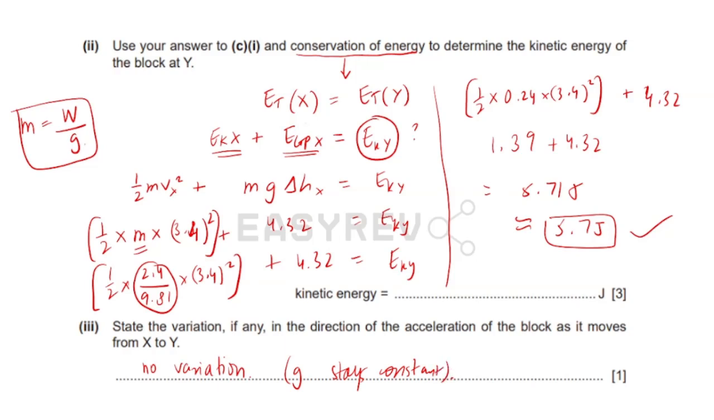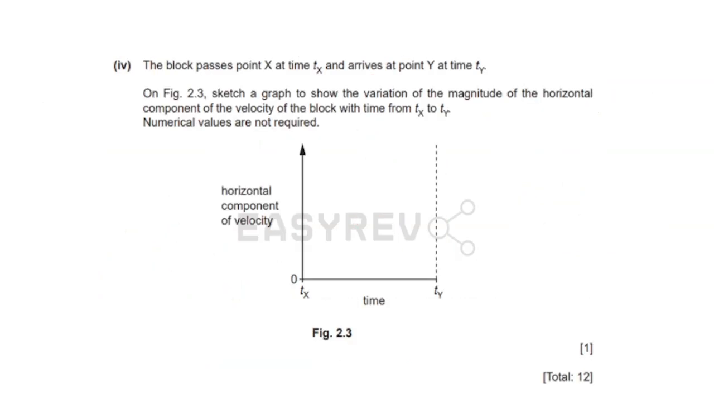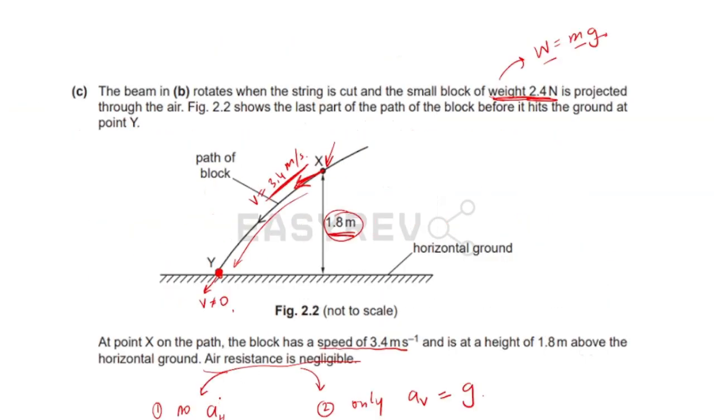Now on to the next one. The block passes point x at time tx and arrives at point y at ty. On figure 2.3, sketch a graph to show the variation of the magnitude of the horizontal component of the velocity of the block with time from tx to ty. Numerical values are not required. Now, looking at these kinds of graphical questions might seem very scary at first, but this is actually a trick question, because they're not talking about how velocity is changing, but rather just how the horizontal component of velocity is changing. Now, if we go back to the assumptions we had written out, we said how there is no horizontal acceleration. So let me bring that point back here.